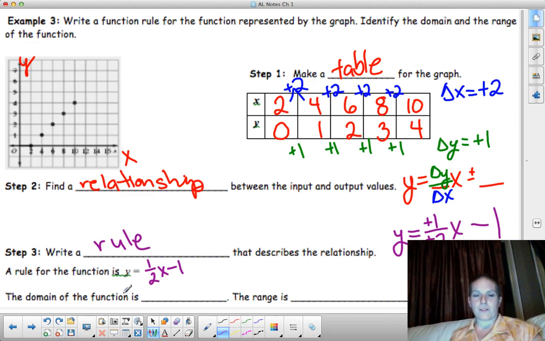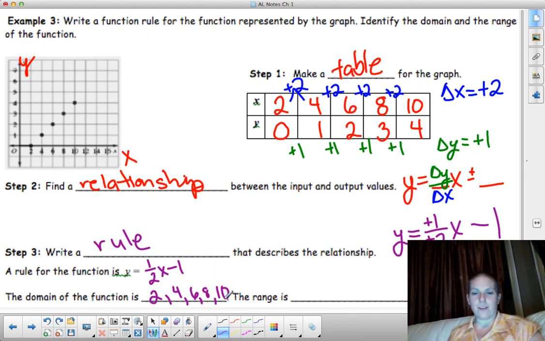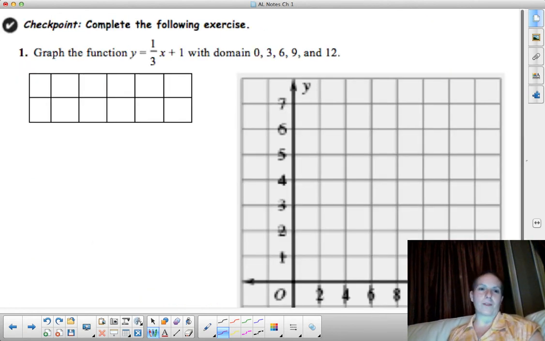The domain of the function, as long as they're giving me domains, as long as my line isn't drawn in, then I can just list them as numbers. 2, 4, 6, 8, and 10 are my domain values. And my range is 0, 1, 2, 3, 4. Oh, one for you to try all the way on your own.